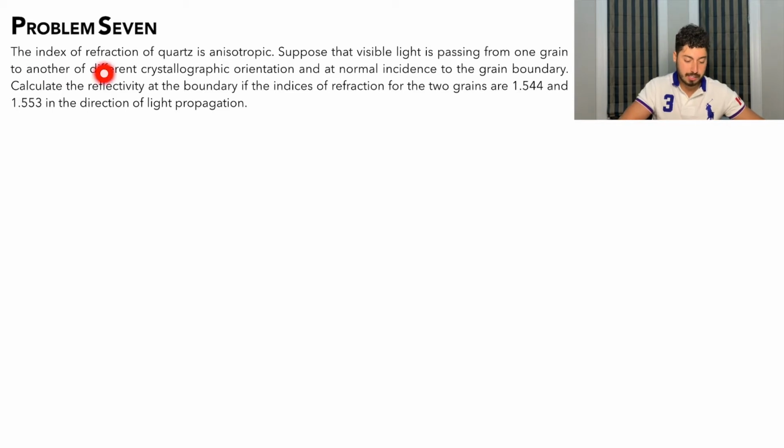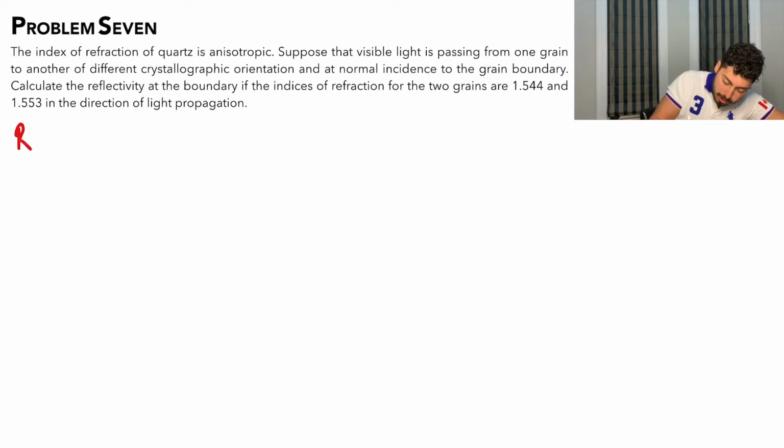Problem number 7 says, the index of refraction of quartz is anisotropic. Suppose that visible light is passing from one grain to another of different crystallographic orientation and at a normal incidence to the grain boundary. Calculate the reflectivity at the boundary if the indices of refraction of the two grains are 1.544 and 1.553 in the direction of light propagation. So this is a very straightforward problem. All we have to use is the Fresnel equation.